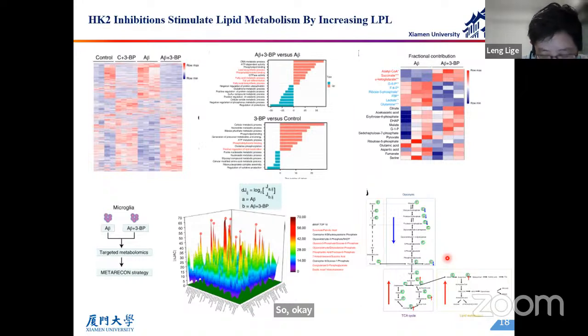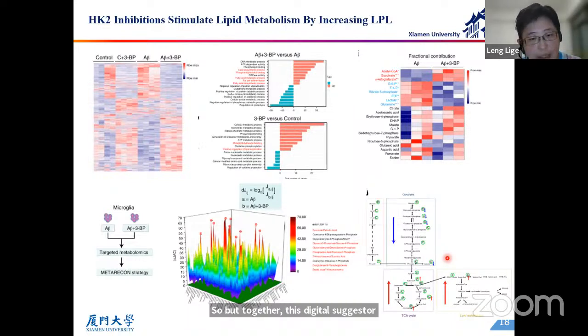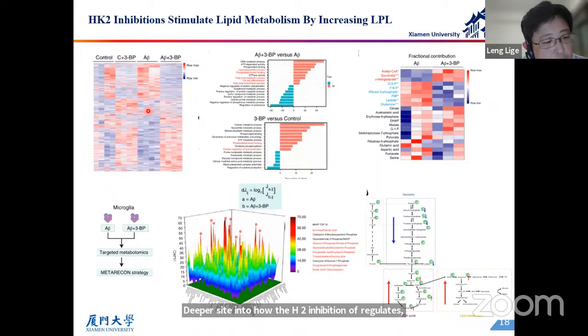Together, this data suggested that HK2 inhibition uniquely triggered the ATP production in microglia, but not neuron and astrocyte, which may contribute to elevated microglia phagocytosis abilities. To gain a deeper insight into how the HK2 inhibition upregulates microglia ATP production and phagocytosis, the transcriptome changes of primary microglia for the 3BP, lonidamine and A-beta treatments were assessed by RNA sequencing.